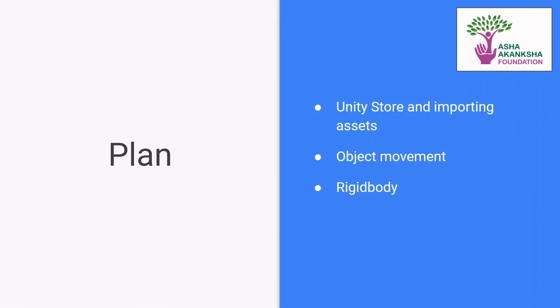Let's review the learning outcomes of this video. We learned how we can use the Unity Store to import assets into the scene. We also learned how we can use scripts to make the object move left, right and jump. We also learned the concept of rigidbody and how we can apply it to our game object to make it look like an actual physics object.